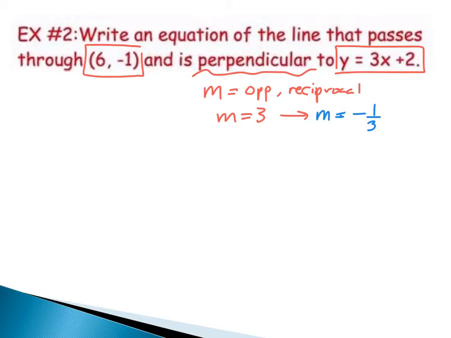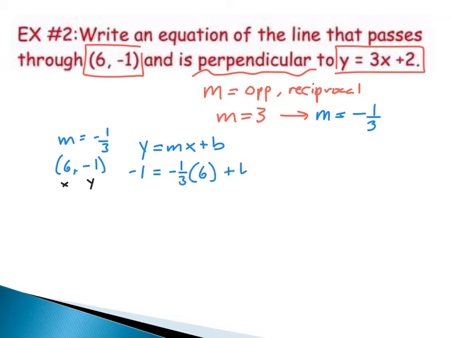Okay, now what I have here is a slope m, which is negative 1 over 3, and I am giving you a point of 6, negative 1. So very similar to example 1, I have to write the equation of this line. Remember, this is an x and a y. So we've done this before. Now we're going to plug this into our equation, y equals mx plus b. I'm going to plug in my y, which is negative 1, my slope, which is negative 1 over 3, and my x, which is 6, and then add b. Now my goal is to solve for b.